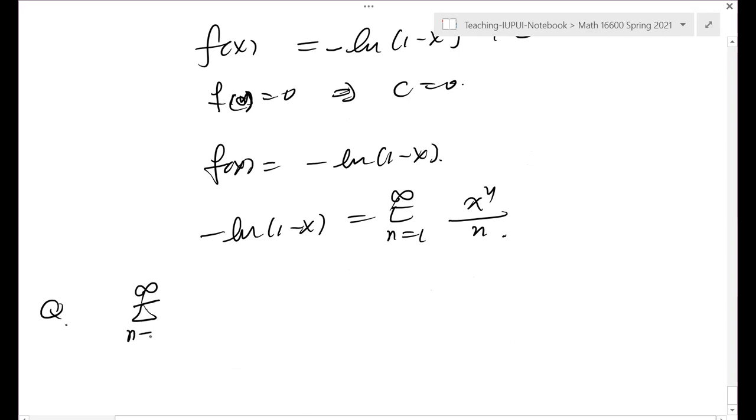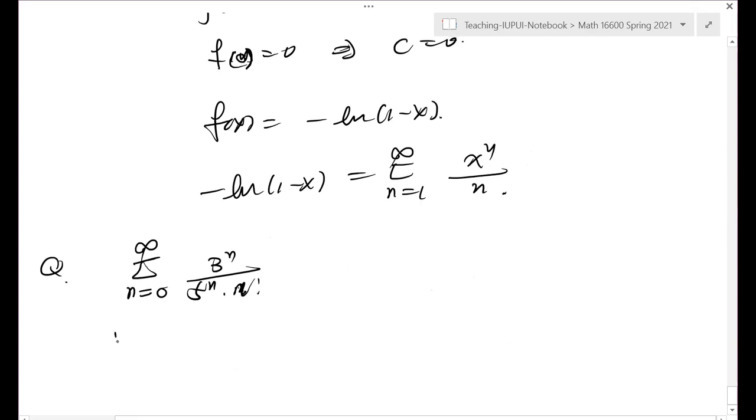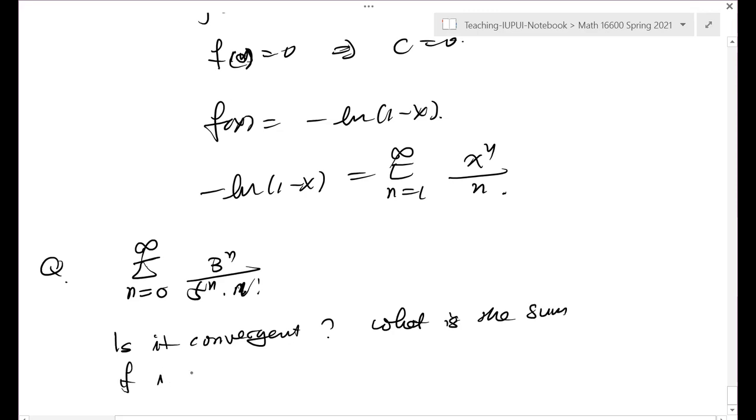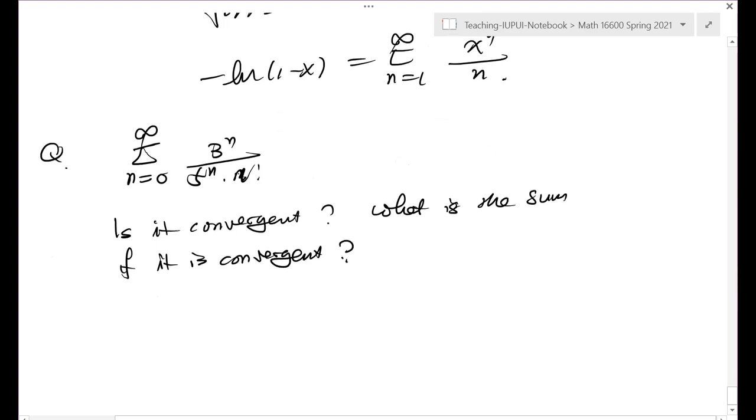Given this, my question is, is it convergent? What is the sum if it is convergent? So, please work on this problem.